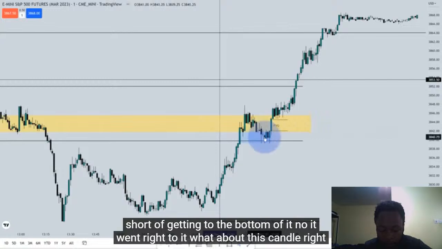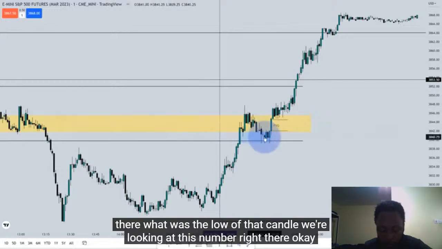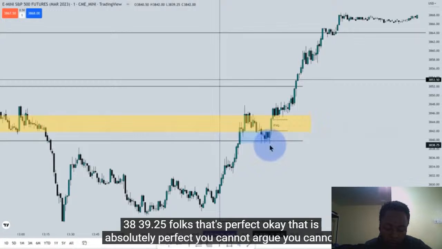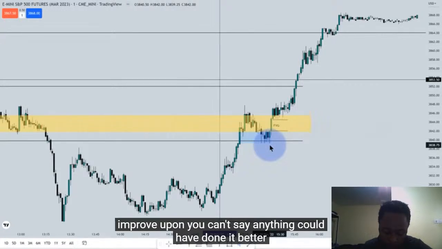What about this candle right there? What was the low of that candle? We're looking at this number right there. That low is 39.25. What about this low right there, on that candle? 39.25. Folks, that's perfect. That is absolutely perfect. You cannot argue, you cannot improve upon it. You can't say anything could have done it better.